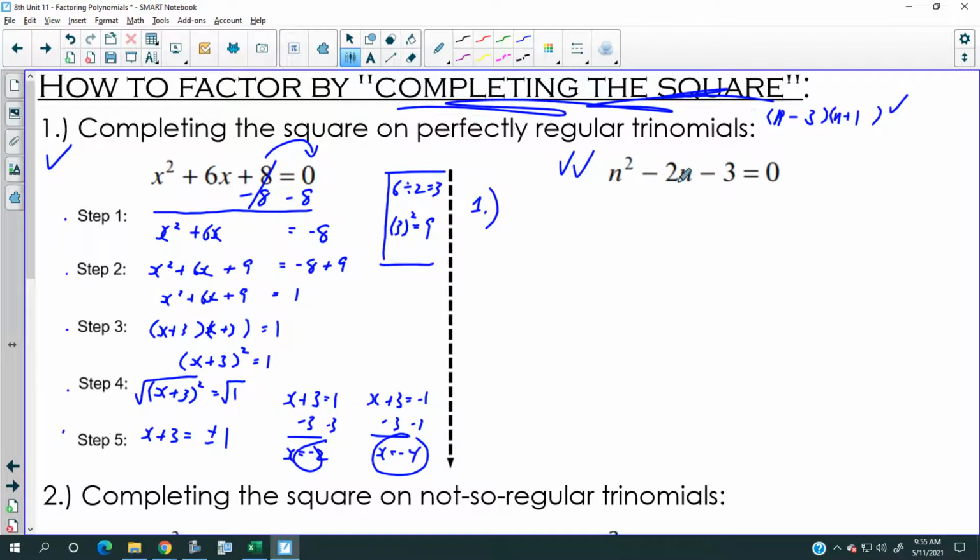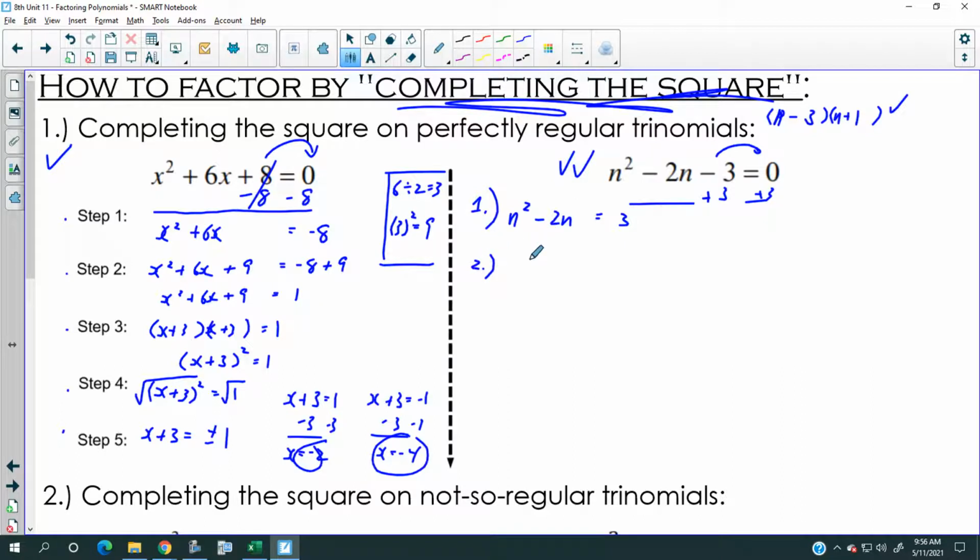So now, step 1, right? So we got to move this guy to this side because I want this expression on the left to be a perfect square, all right? So we want everything to be perfect. So I'm going to move it to the side. How do I do that? I just add 3 on both sides. Like that, right? So that would be n squared minus 2n equals 3, right? So far so good.